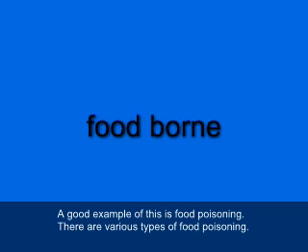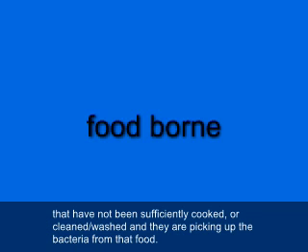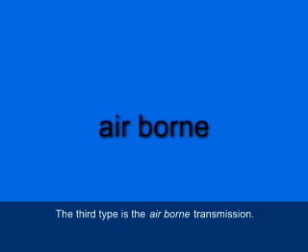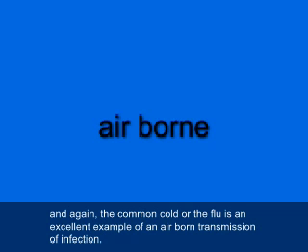There are various types of food poisoning. In the news quite a bit lately, there's been the E. coli bacteria that people have caught by eating meat products or vegetable products that have not been sufficiently cooked or cleaned, washed, and they are picking up the bacteria from that food. The third type is the airborne transmission, and we already talked about that a little bit when we talked about the broad category of communicable diseases. And again, the common cold or the flu is an excellent example of an airborne transmission of infection.